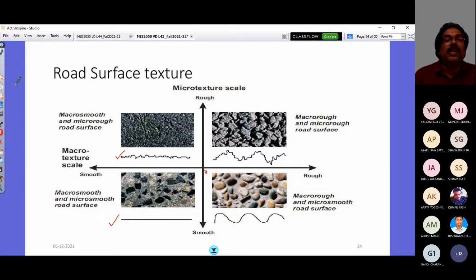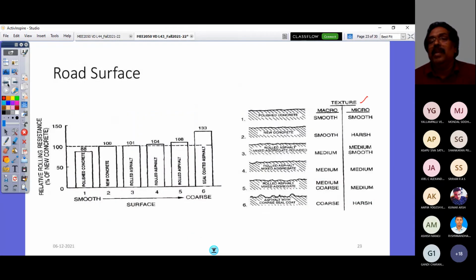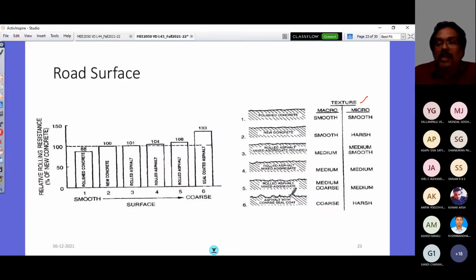Based on this understanding of texture, if you look again at these 6 road surfaces, from polished concrete till rolled asphalt, and then asphalt with coarse seal coat. If you compare, for example, to a new concrete road, it is a smooth macro texture and micro harshness road. In this, if you look, you have some undulation. It's not very smooth, and it is taken as a reference now in this comparison.